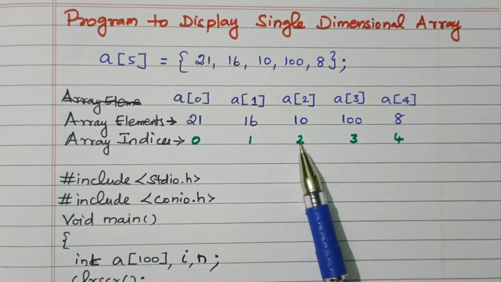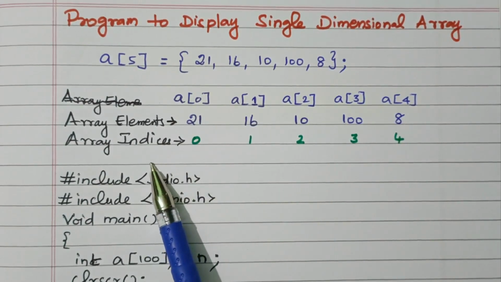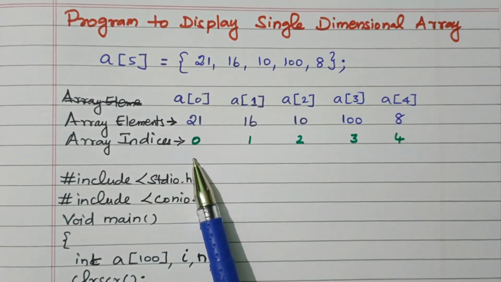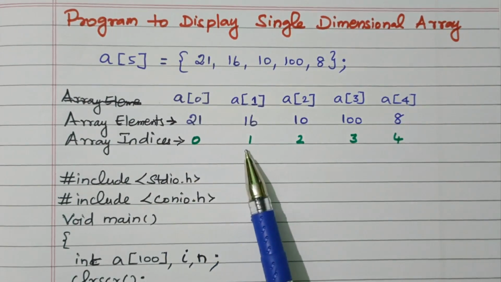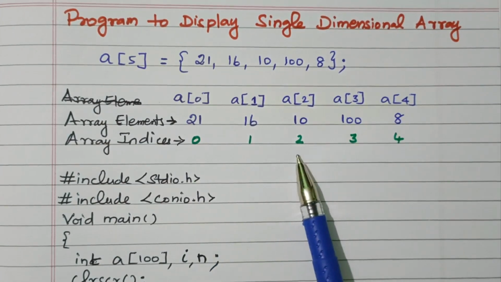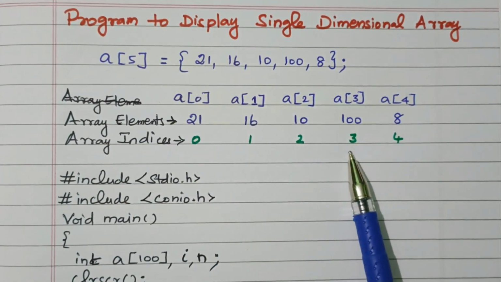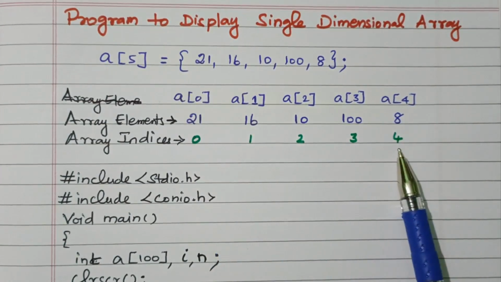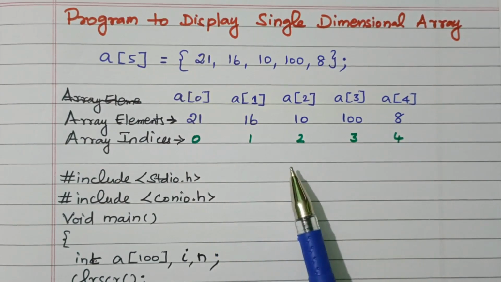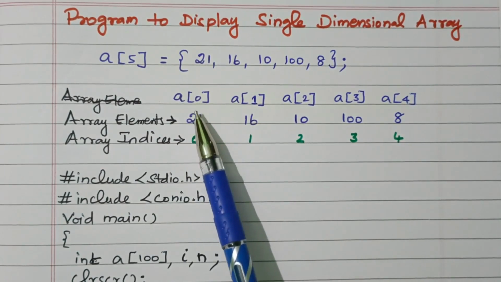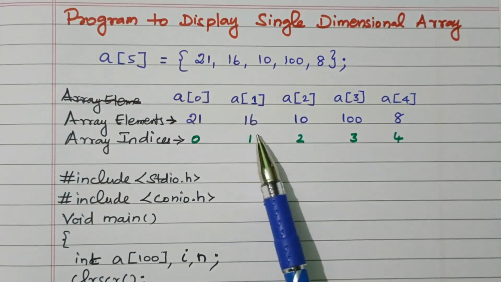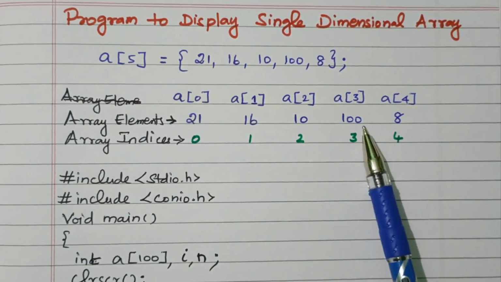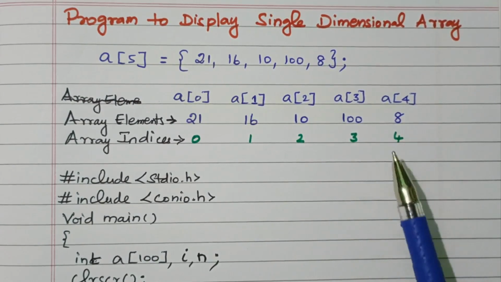So this 0, 1, 2, 3 is nothing but the array indices. By using the array indices, we can differentiate the variable name. A of 0 means first element, A of 1 second element, A of 2 third element, A of 3 fourth element, A of 4 fifth element. It starts from 0, so it goes up to 4. So totally 5 elements. In A of 0, we are storing 21. 16 is stored in A of 1. 10 stored in A of 2. 100 stored in A of 3. 8 stored in A of 4.